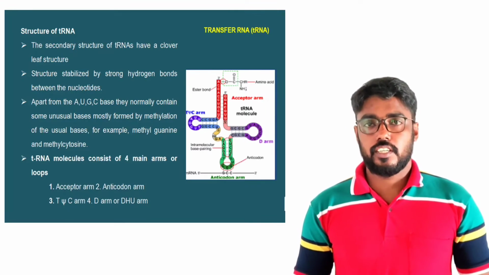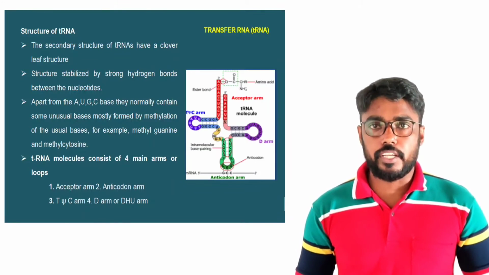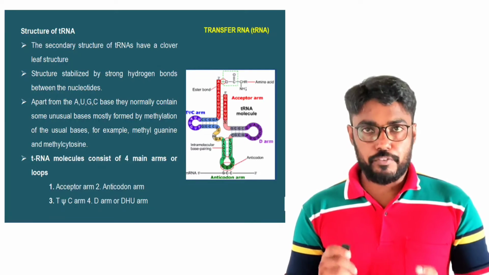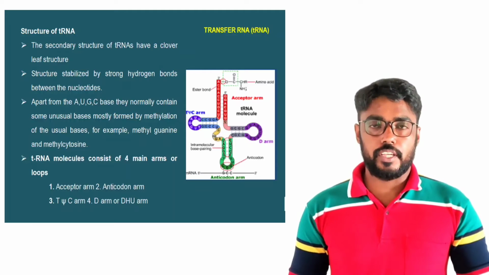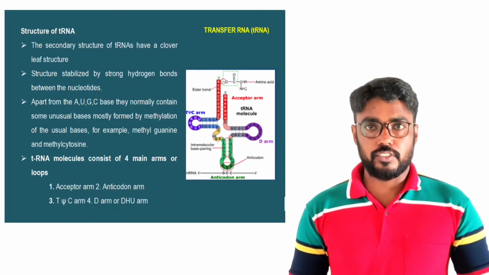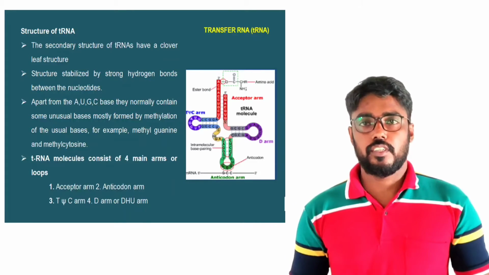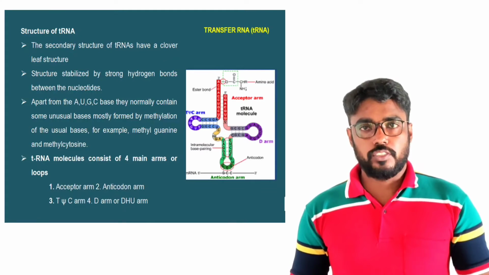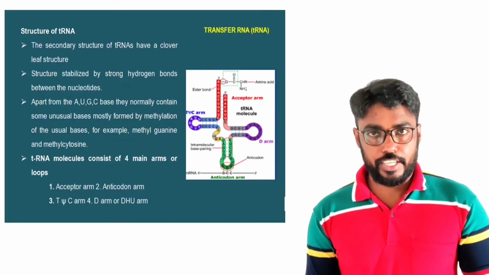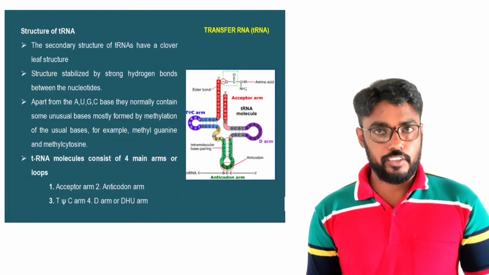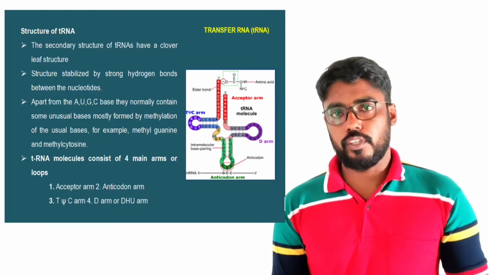Structure of tRNA. The secondary structure of tRNA is a cloverleaf structure, and this structure is stabilized by hydrogen bonds. Apart from the usual bases, this tRNA contains some unusual bases that are formed by the methylation of usual bases. Examples of unusual bases are methyl guanine and methyl cytosine. And this tRNA molecule has mainly 4 arms. One is the acceptor arm, the second one is the anticodon arm, the third one is the thymine pseudouridine cytosine arm, and the fourth one is the D arm or DHU arm.